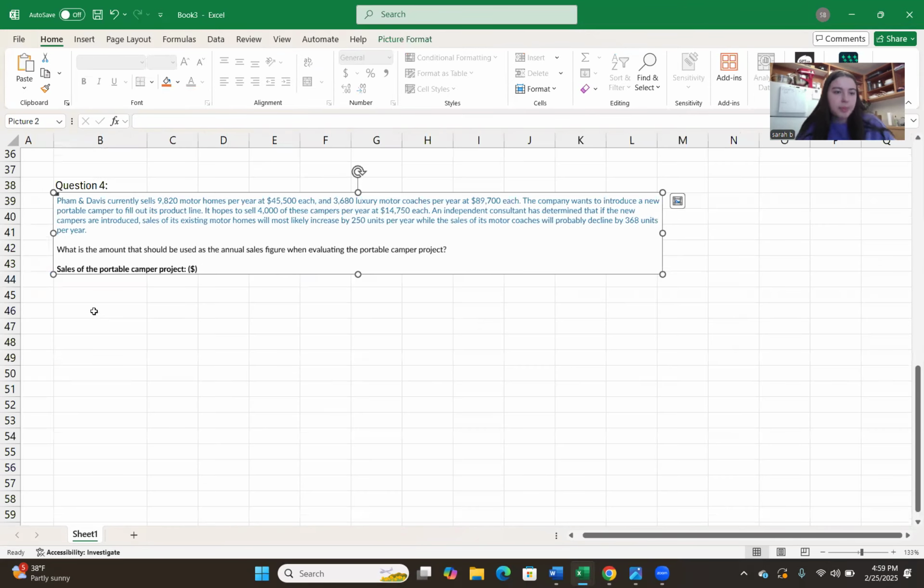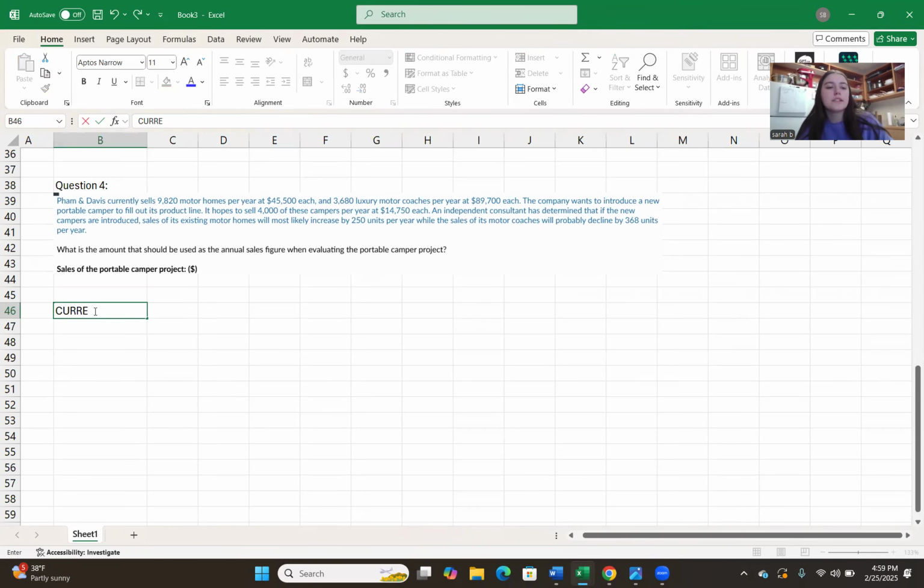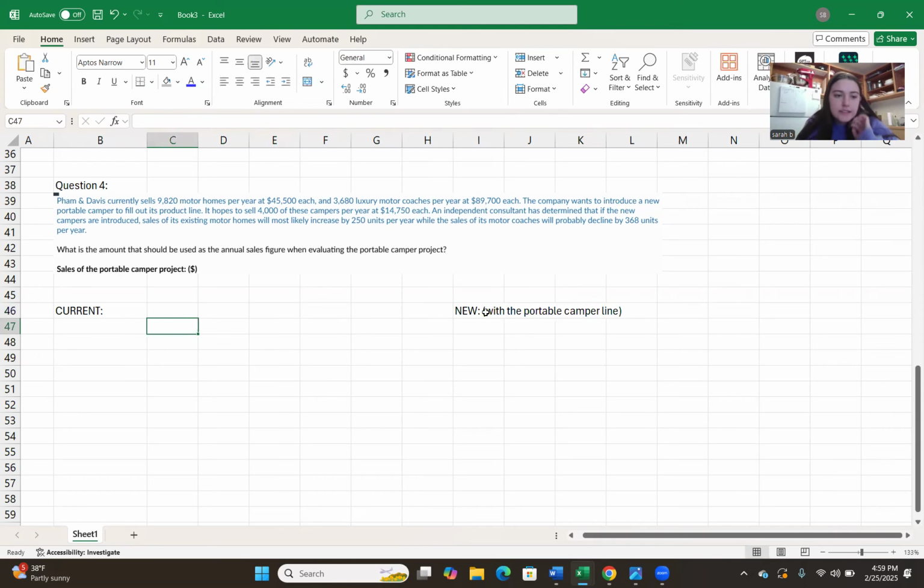Okay, so I'm gonna label one side current and another side new with the portable camper line. Okay, so as is, we've got units and prices of 2 goods. I'm gonna move these down actually. Got units and prices of 2 goods. One is motor homes and motor coaches.